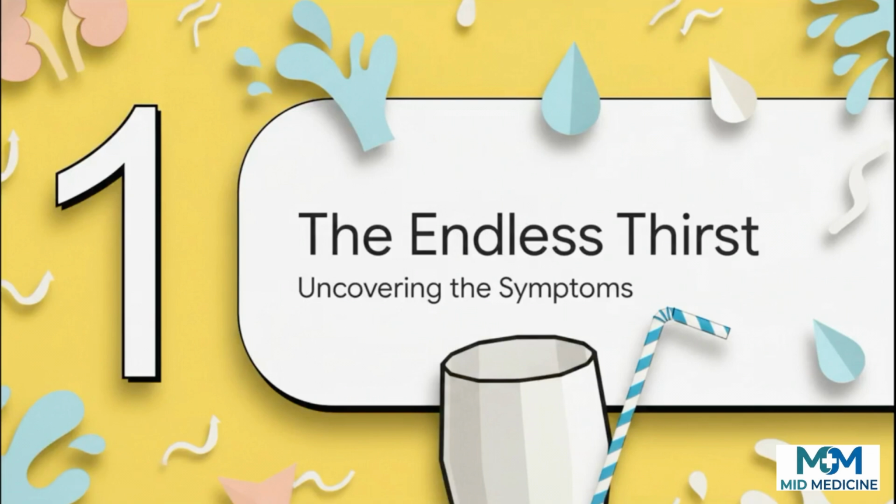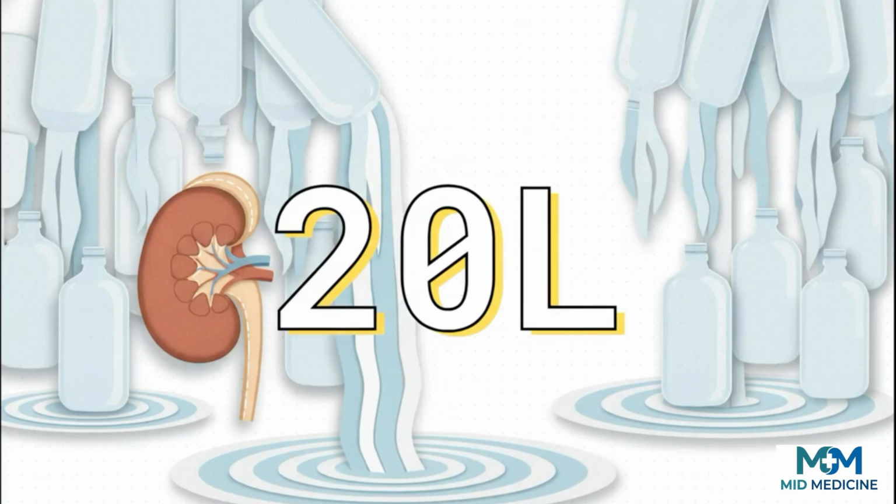Uncovering the symptoms. Let's see how this mystery actually builds, starting with those very first clinical clues. Look at this number right here, 20 liters. That is how much dilute urine a patient with diabetes insipidus can pass in a single 24-hour period. To put that into perspective, just picture 20 large liter bottles of water literally draining out of the body every single day. This urine has a super low specific gravity and osmolality. Because the body just can't concentrate it, it's just dumping free water straight out of the system.